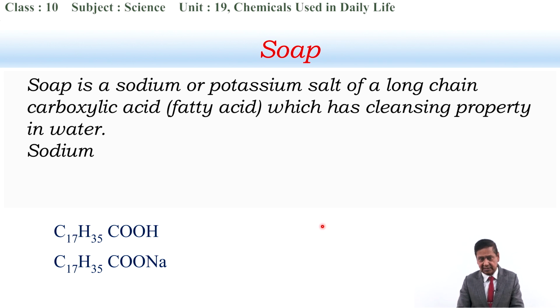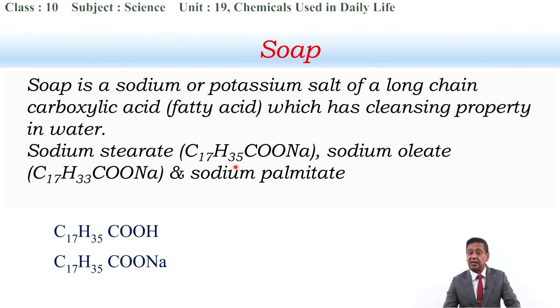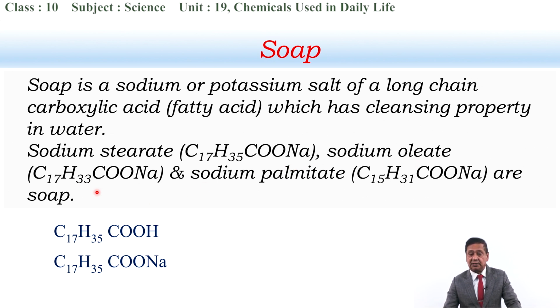Now let's have some examples. Sodium stearate, C17H35COONa, sodium oleate, C17H33COONa, and sodium palmitate, C15H31COONa are soaps. Actually, these are sodium salts. So all the soaps are sodium salts, but sodium salts of long chain fatty acids. What is a fatty acid? I told you. Is it clear or not? This is the definition of soap.